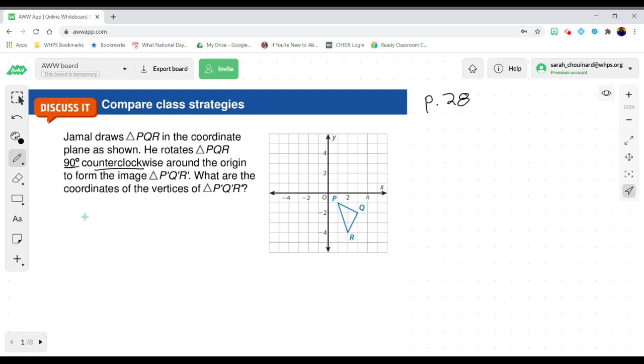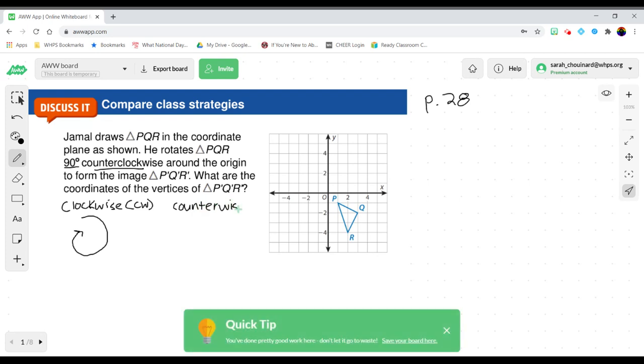Just a quick reminder, clockwise is the way that a clock goes. So clockwise is this direction, and I call that CW for short. Counterclockwise, which is the one that we're going to be going, I call that CCW. That's the opposite direction, going in the exact opposite of the way a clock goes.